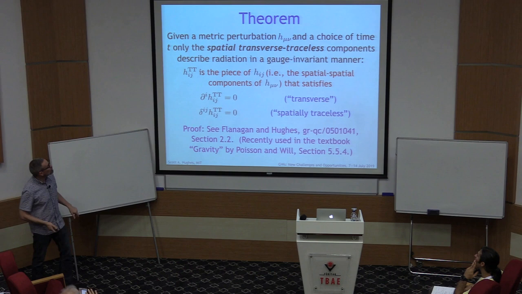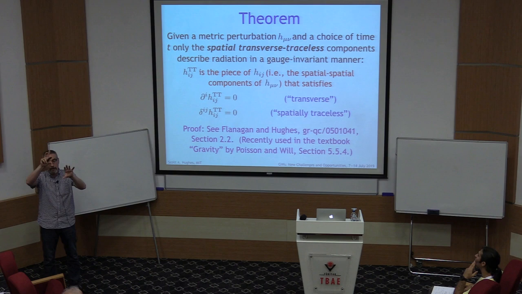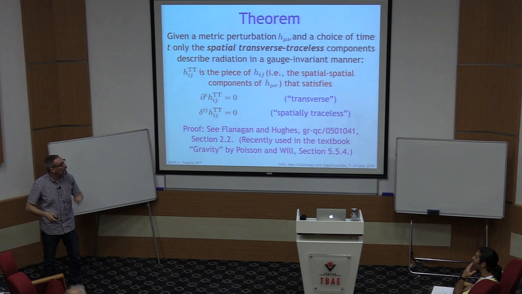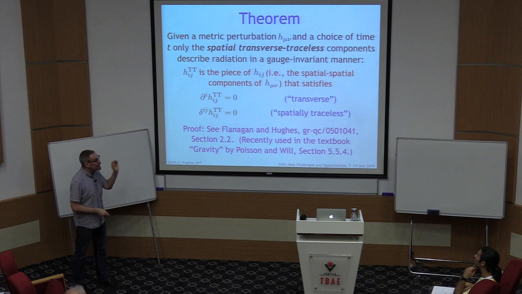Okay, you might find bits that correspond to the trace of this tensor, and bits that are not perfectly spatial. It might be that one component is time and the others are space, or they might be wiggly, right? They might have a sinusoidal dependence, but they are not radiation in a gauge invariant manner. And so what exactly do I mean by this?